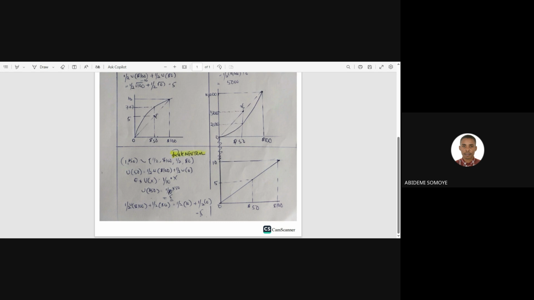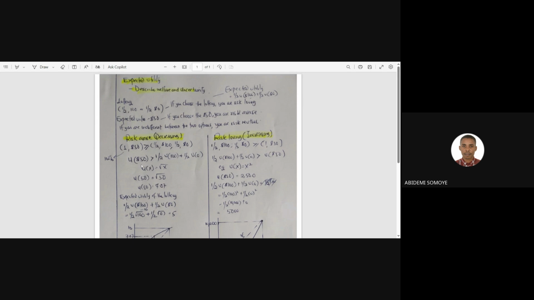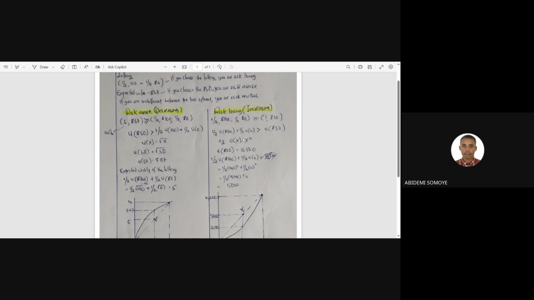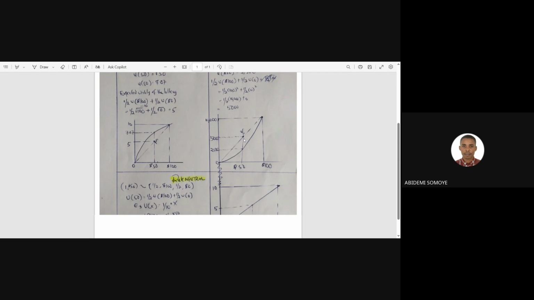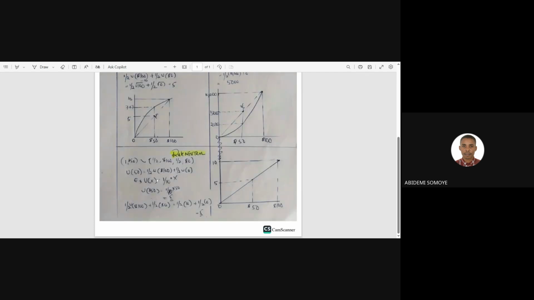Okay, so remember, for risk averse, you need this equation: utility of x equals square root of x. For risk loving, you need this equation: utility of x equals x squared. For risk neutral, you need this equation: utility of x equals 1 over 10 times x.